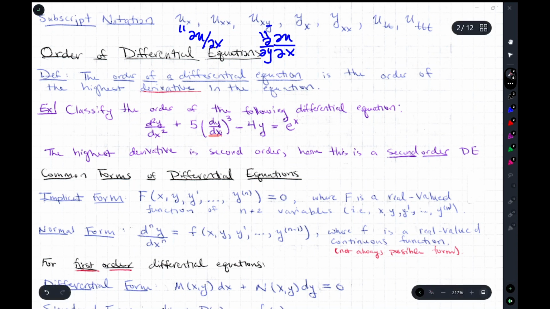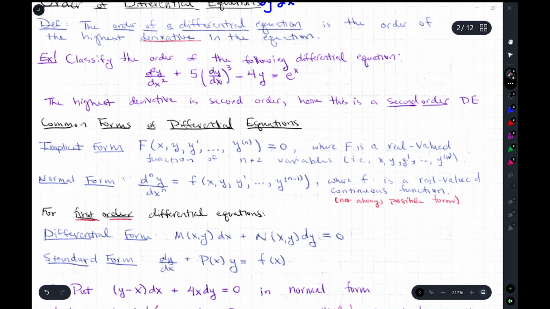This is a first order term. Sure, it's being cubed, but it's still a first order derivative. And so it's always about the highest order of derivative. How many derivatives do you take? Not how many powers of a derivative do you take. And so this is a second order differential equation.